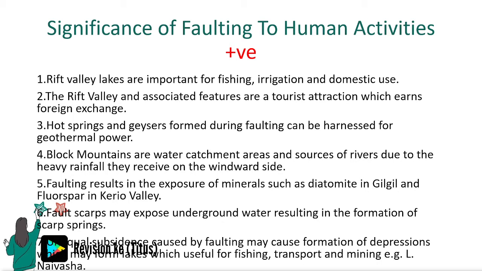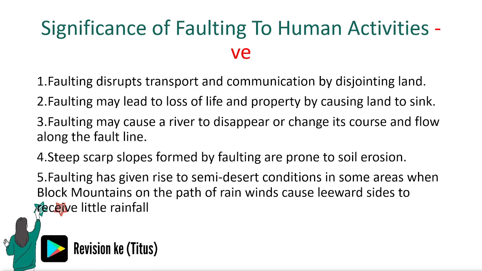So let's look at the negative ones. 1. Faulting disrupts transport and communication by disjointing land. 2. Faulting may lead to loss of life and property by causing land to sink. And 3. Faulting may cause a river to disappear or change its course and flow along the fault line.